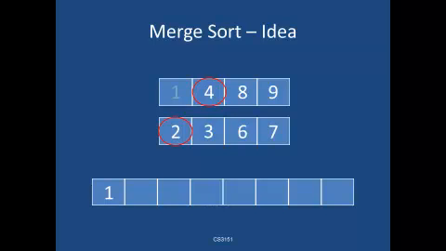Again, the smallest of the two comes next in the final array. Then we compare 4 and 3. And 3 is copied into the new array. Now we compare 4 and 6. So 4 is copied into the new array. We compare 8 and 6, and 6 is copied. We compare 8 and 7, and 7 is copied. Now all the elements of the second array have been copied to the sorted array. So now the remaining elements of the other array are copied right into the new array.